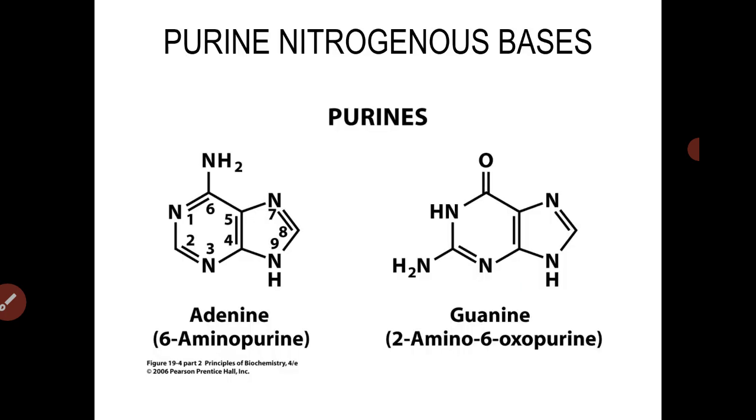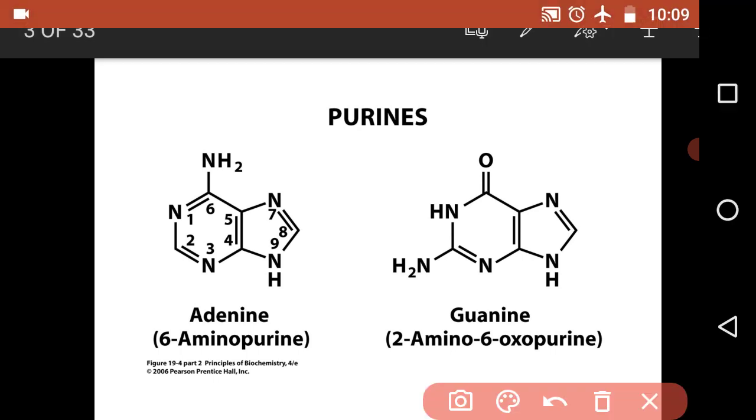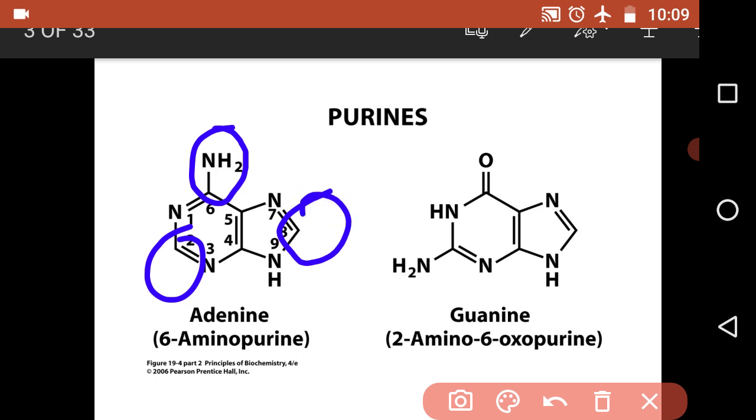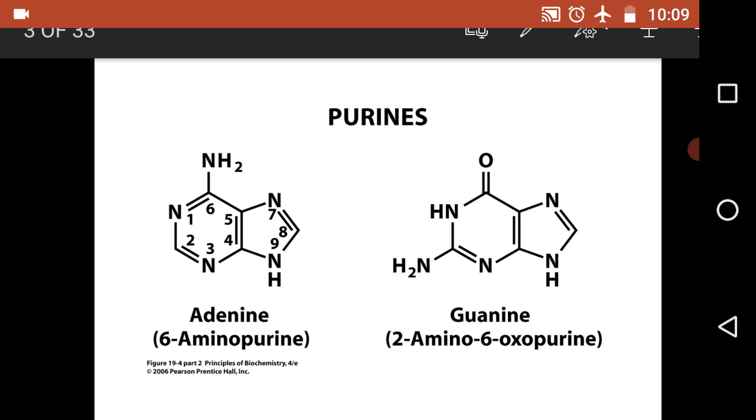So for conversion of adenine to uric acid, the amino group at the sixth position has to be removed and replaced by oxo group, and the purine ring has to be oxidized at the second and eighth position to form trioxopurine or uric acid. Now how this happens?